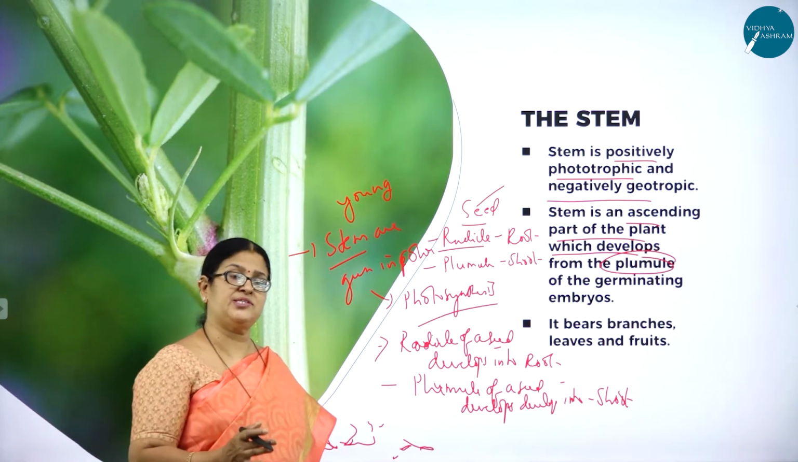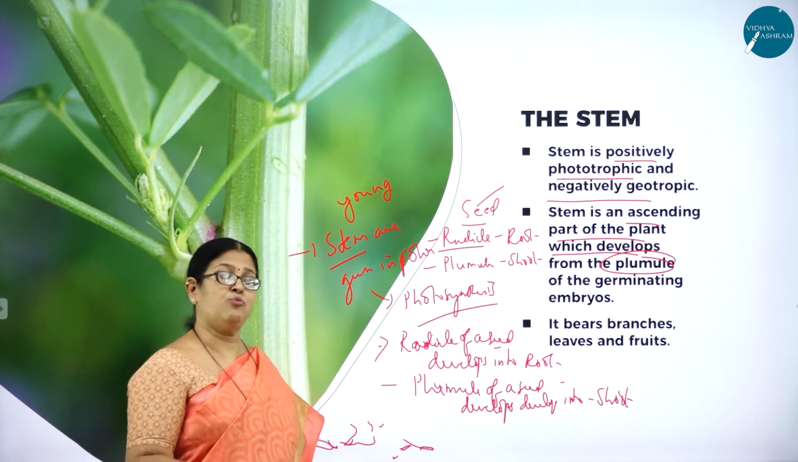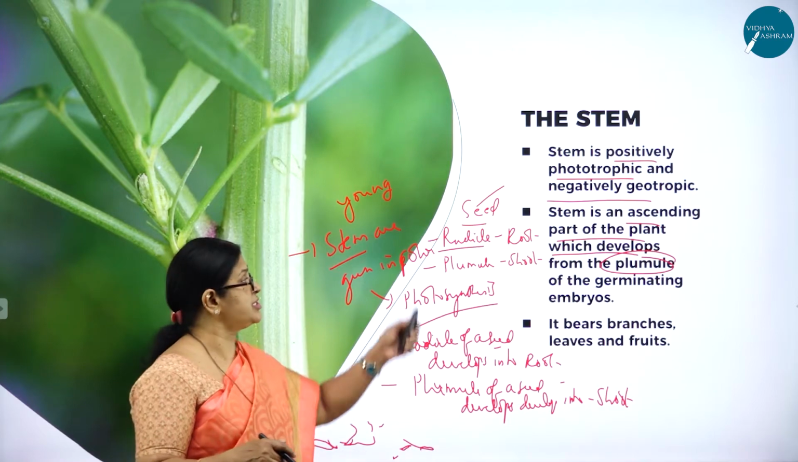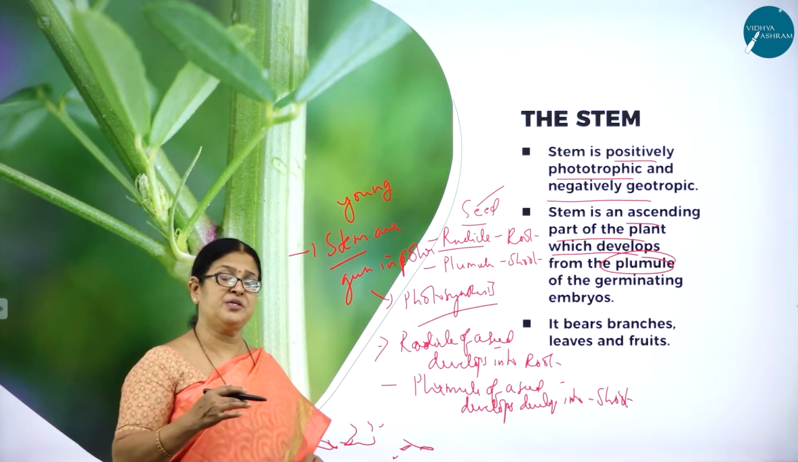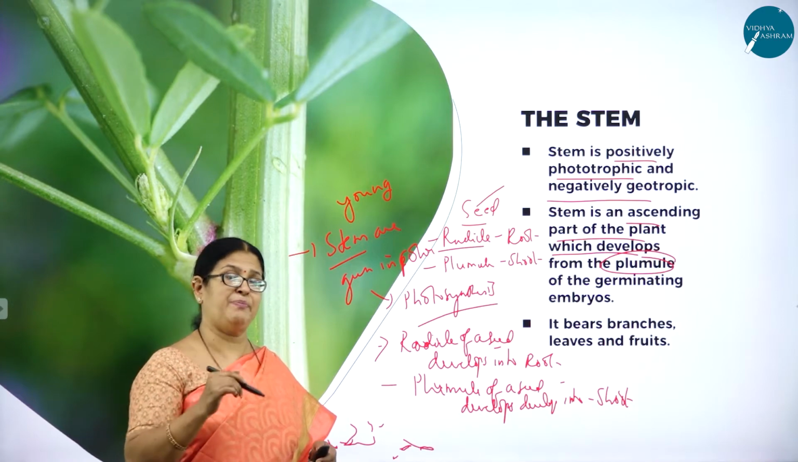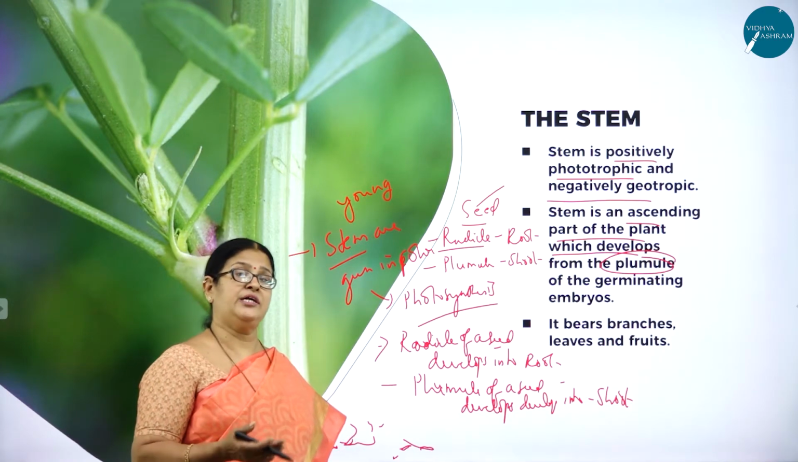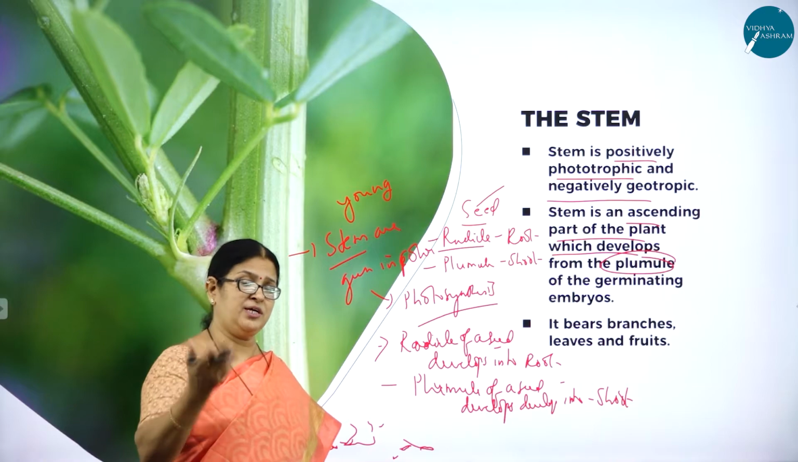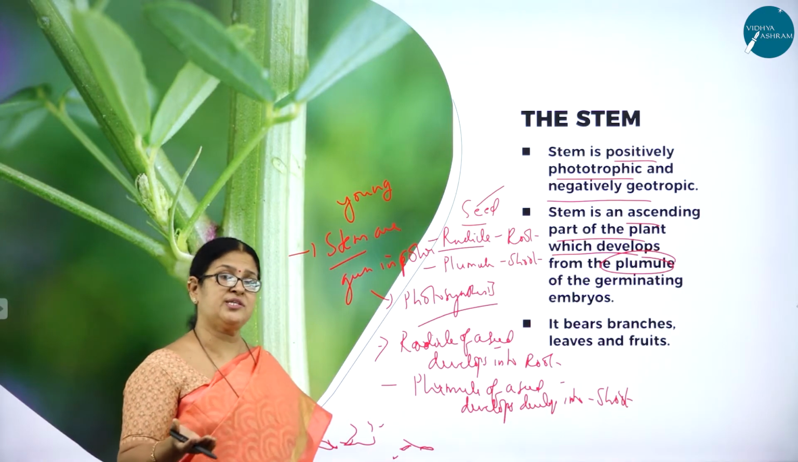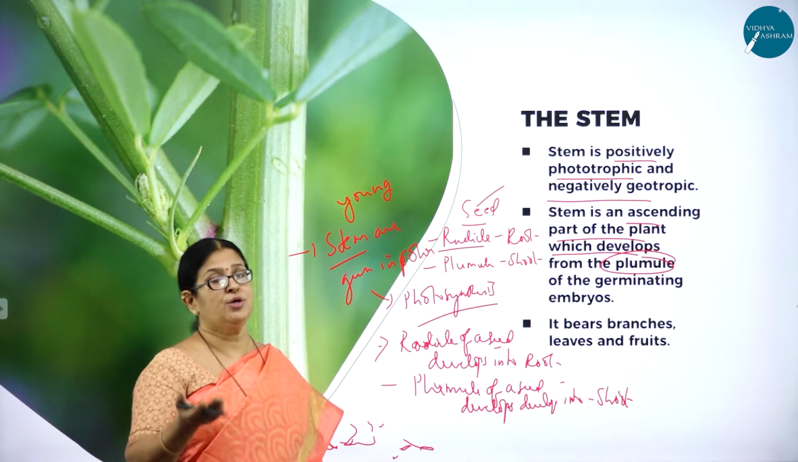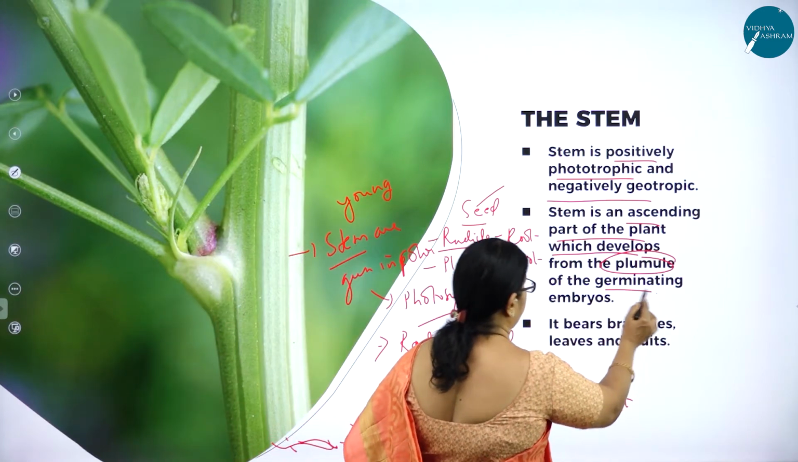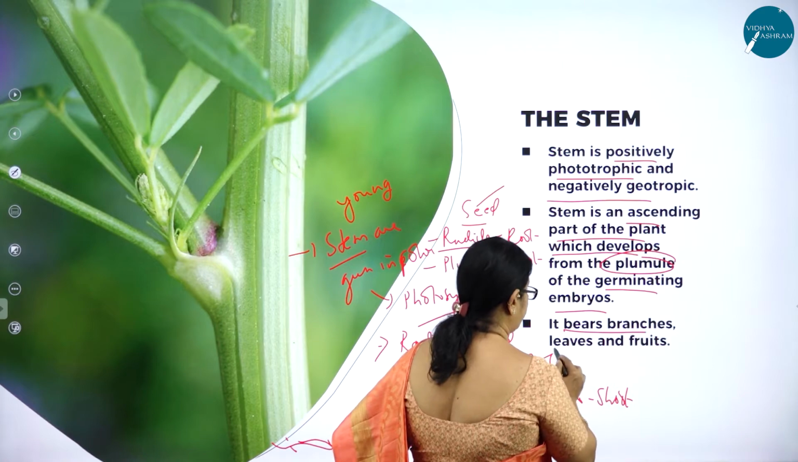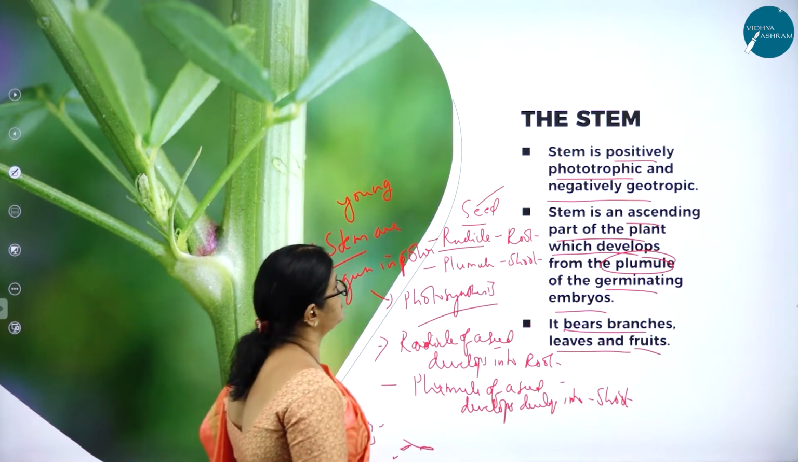So one part of the seed develops into the root system, and what is that part which develops into the root system? That is the radicle. And the part of the seed called the plumule develops into the shoot system which is above the soil. So the shoot is an ascending part of a plant body, and the root is a descending part of a plant body. As I said, the plumule of the germinating embryo bears branches, leaves and fruits.